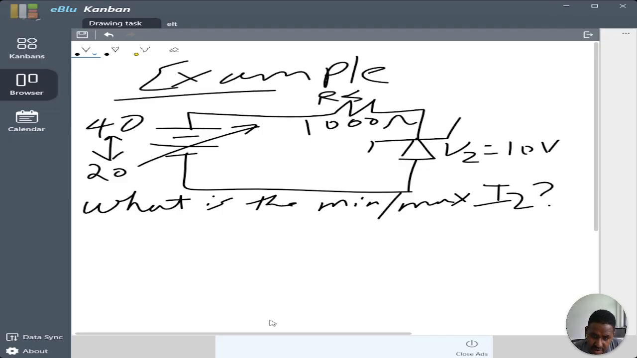In this circuit, we have a variable DC voltage source from 20 up to 40 volts maximum. And also we have a source resistance Rs of 1K, that is 1000 ohm. Our VZ becomes 10 volt. The question: what is the minimum and maximum of Zener current?